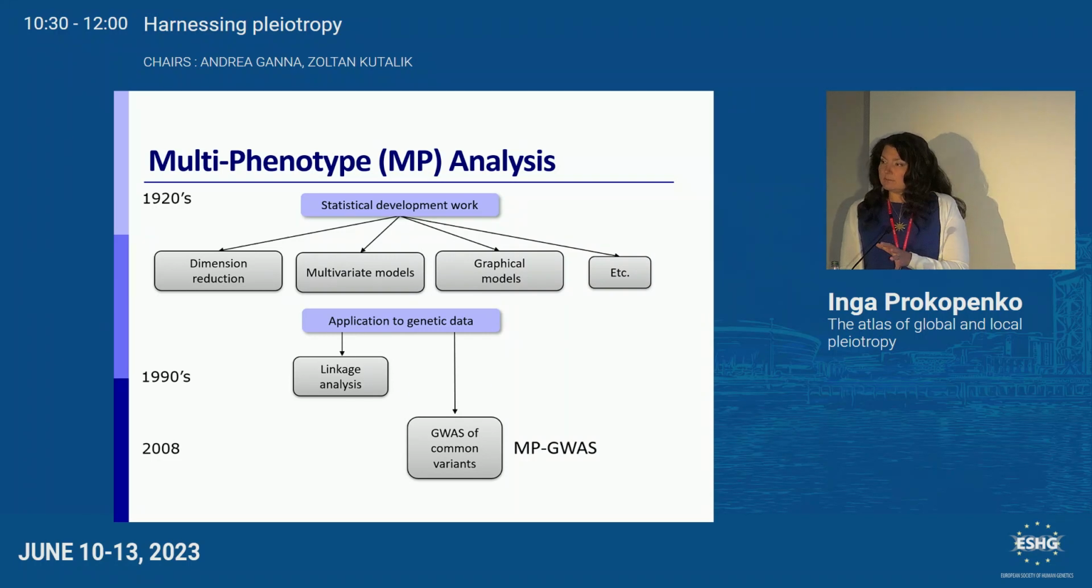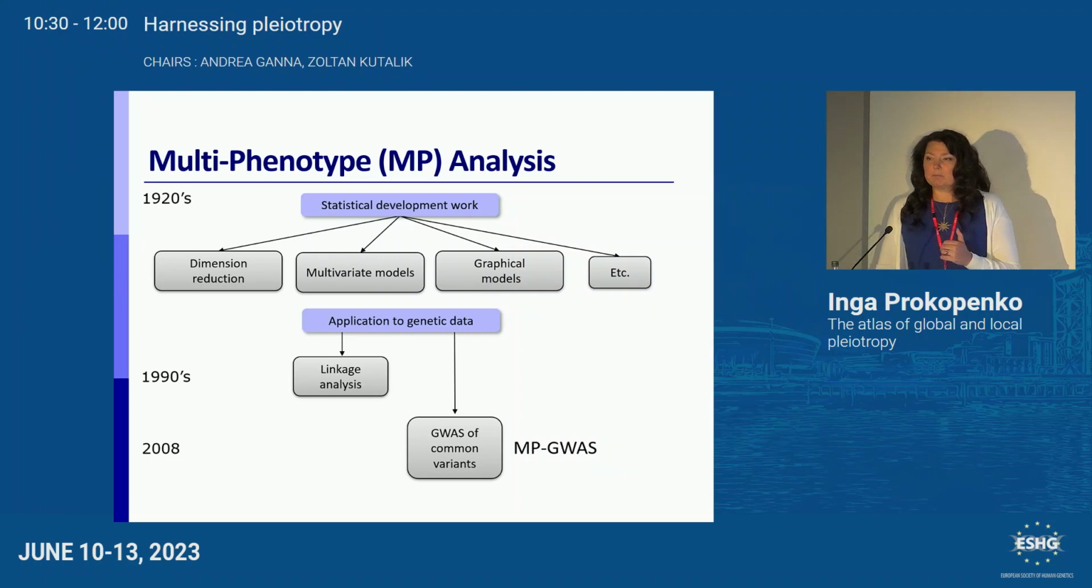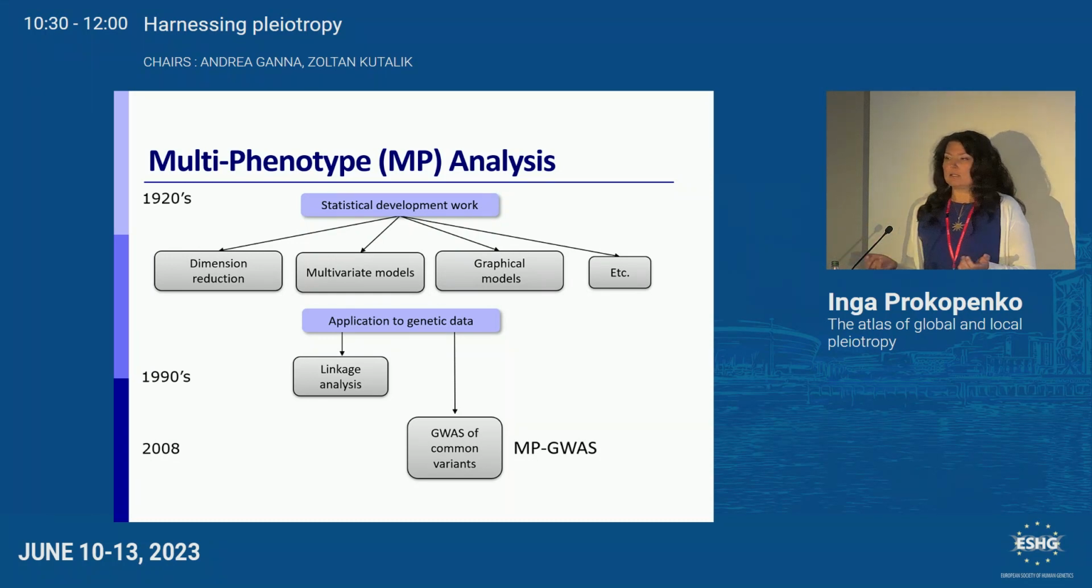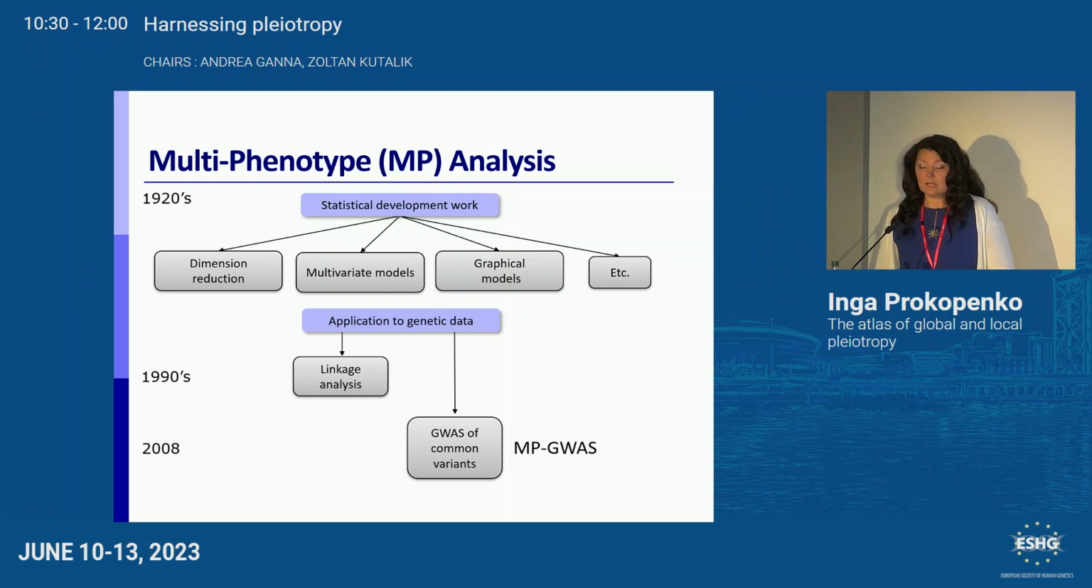When we think about multi-phenotype analysis, people started developing methods almost a century ago, and we always think about different ways of evaluating these multi-phenotype effects or pleiotropic effects, if you want. So we might want to reduce the dimensionality of our data, like from the previous example where we had many metabolites, we want to select some of them. We want to develop multivariate models. There are some graphical approaches and many others.